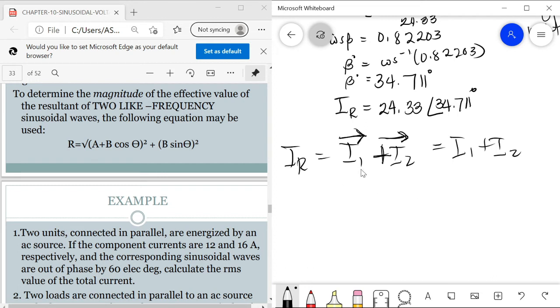So you can input in your calculator 12 angle 0 plus 16 angle 60. You will get the same answer, 24.33 angle 34.711 degrees.